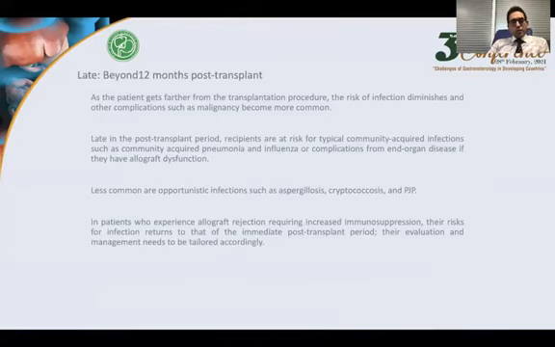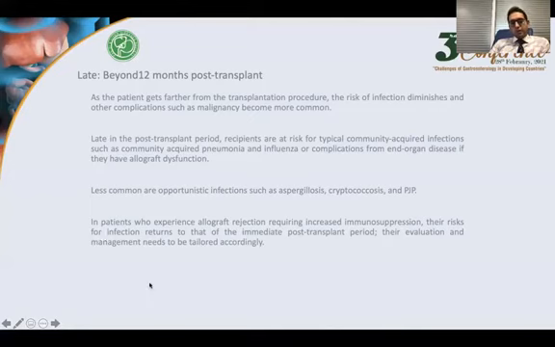Now coming to the late phase, beyond 12 months post-transplant. As the patient gets further from the transplantation procedure, the risk of infection diminishes, and other complications such as malignancy become more common. Late in the post-transplant period, recipients are at risk for typical community-acquired infections such as community-acquired pneumonia and influenza, or complications from end organ disease if they have allograft dysfunction. Less common are the opportunistic infections such as aspergillosis, cryptococcosis, and PJP.